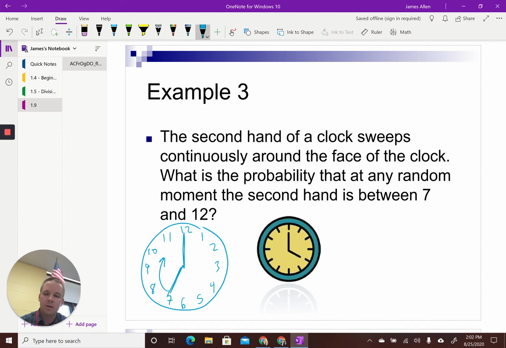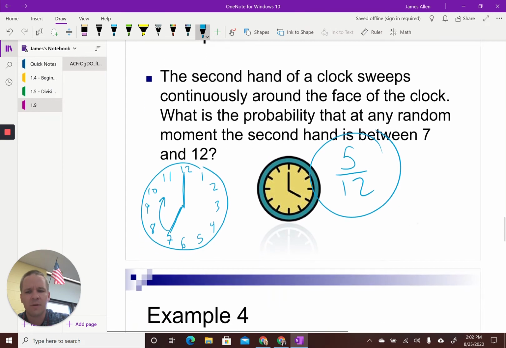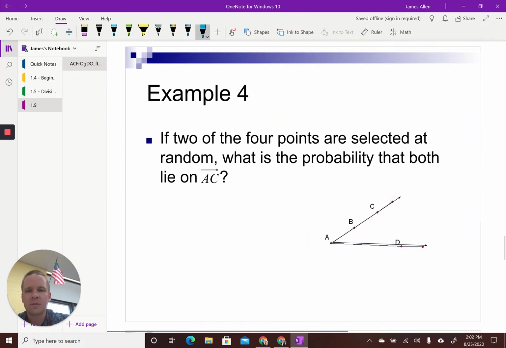We're saying continuously around, right? So if you break the clock up into 12 sections, how many sections do we have here? Well, I've got 1, 2, 3, 4, and 5 out of 12. Voila. Some of you might ask, what if it's on the numbers? We're talking about a continuous motion, so divide it up into 12 sections. Lovely. We have some other fun problems.